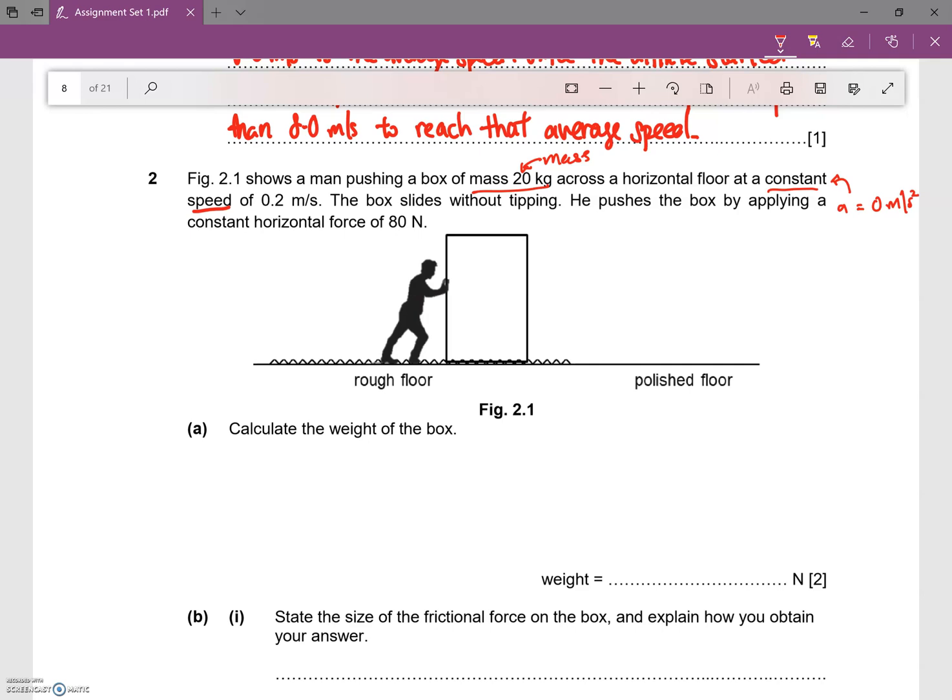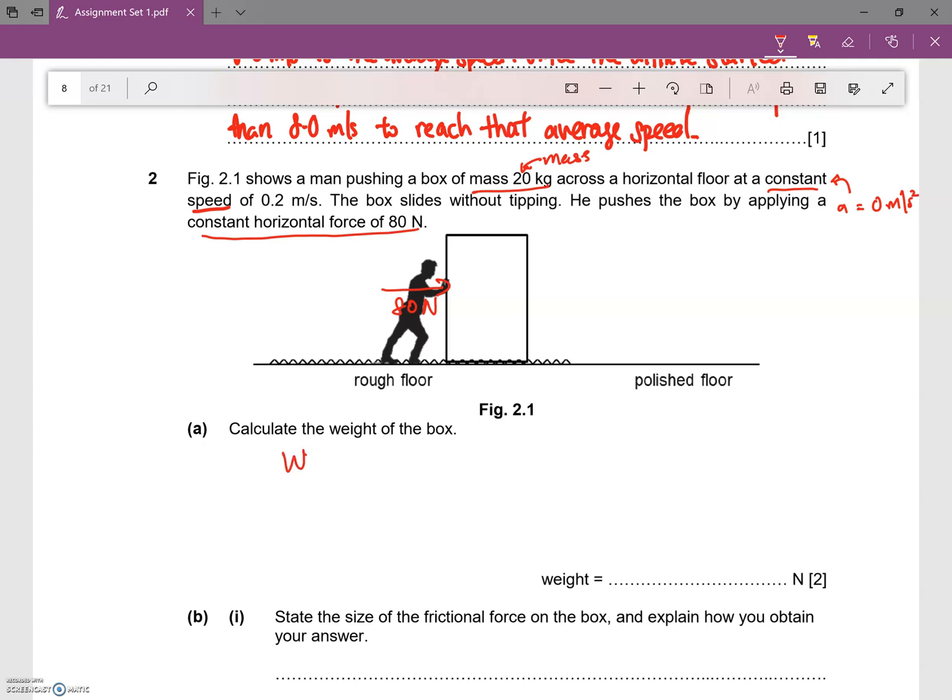The box slides without tipping. He pushes the box by applying a constant horizontal force. So he is pushing the box at 80 Newton. Okay, now part A. Part A is relatively simple. It says calculate the weight of the box.